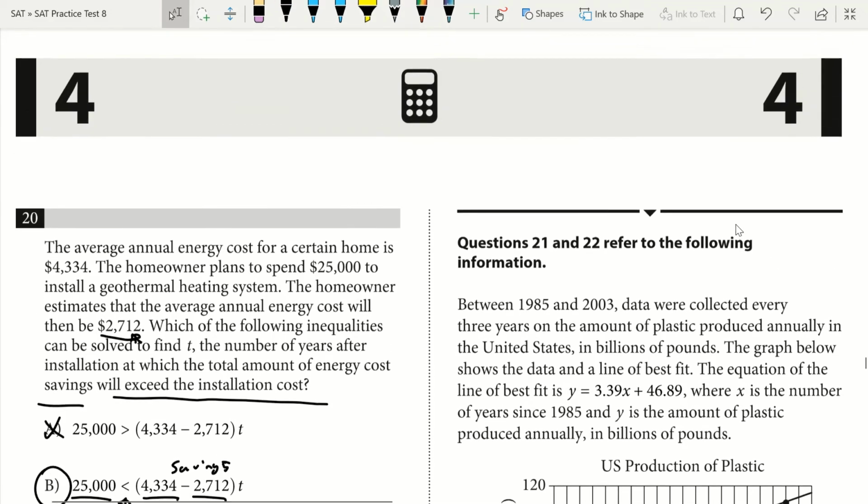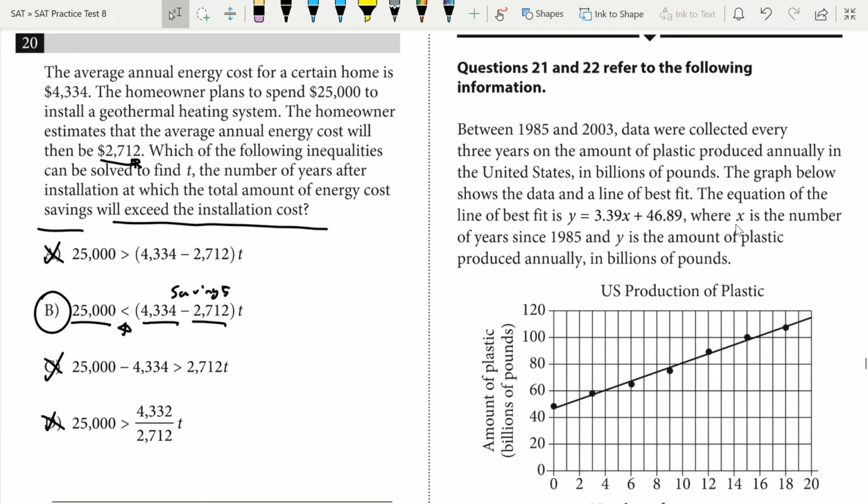All right, question 21, they refer to the following information. Between 1985 and 2003, data was collected every 3 years on the amount of plastic produced annually in the United States in billions of pounds. The graph below shows the data with a line of best fit. The equation of the line of best fit is given, where x is the number of years since 1985 and y is the amount of plastic produced annually in billions of pounds.